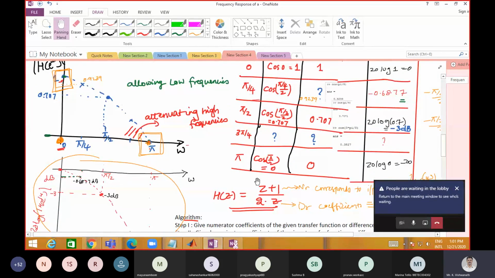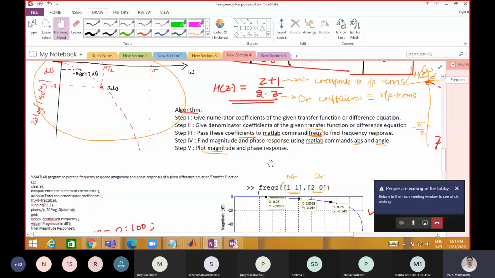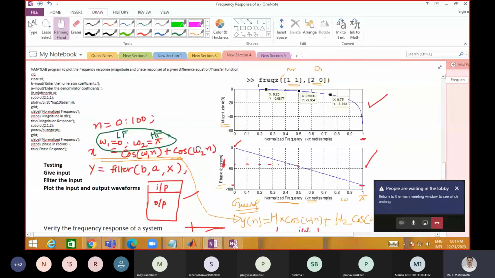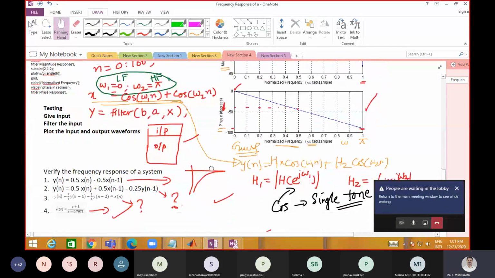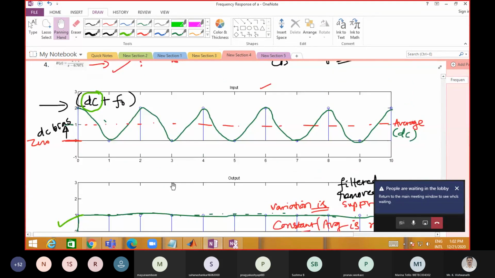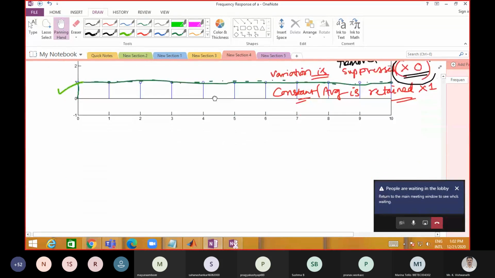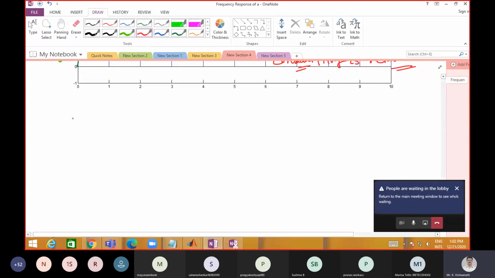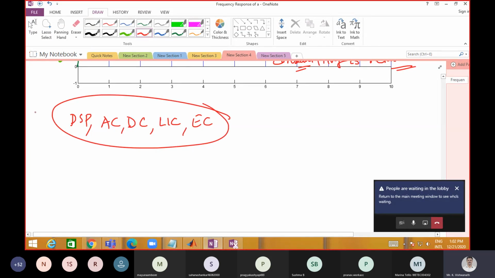You have to match your theory and your experiment. If you can do one experiment properly, you can understand many concepts across the subjects. This particular topic is related to your DSP, analog communication, digital communication, and even in linear integrated circuits you'll get the frequency response. In electronic circuits you get this. So many places you get this.